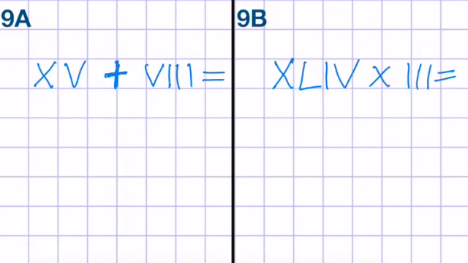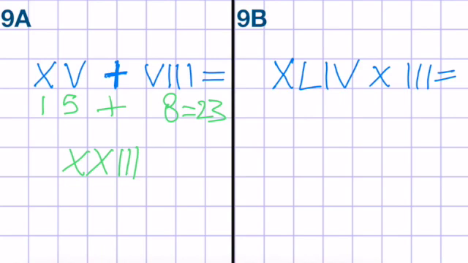Next, you have got 2 calculations with Roman numerals. Have a go and then unpause and we'll do it together. XV is 15. VIII is 8. So it's 15 add 8, which is 23. But if we're going to give our answer in Roman numerals, it will be 20 and then 1, 2, 3.